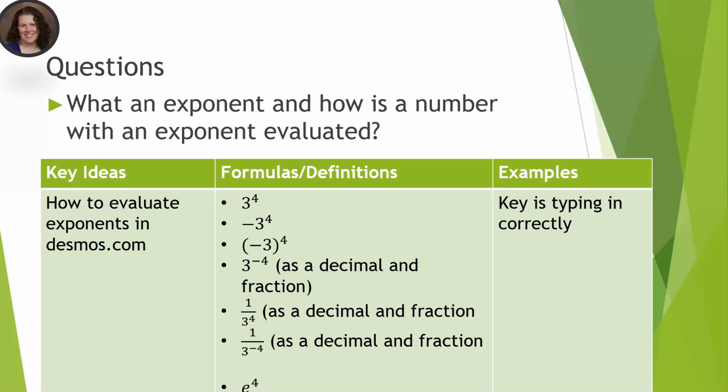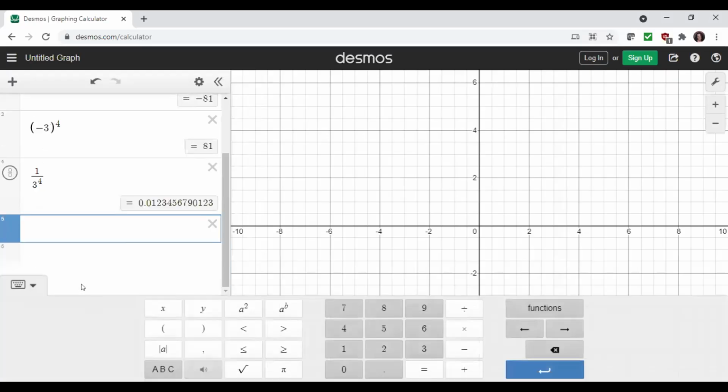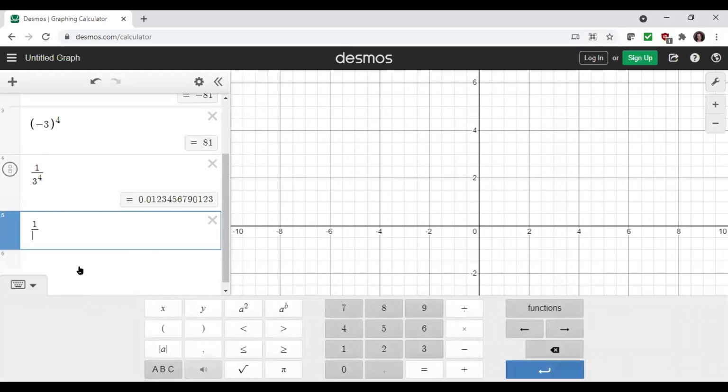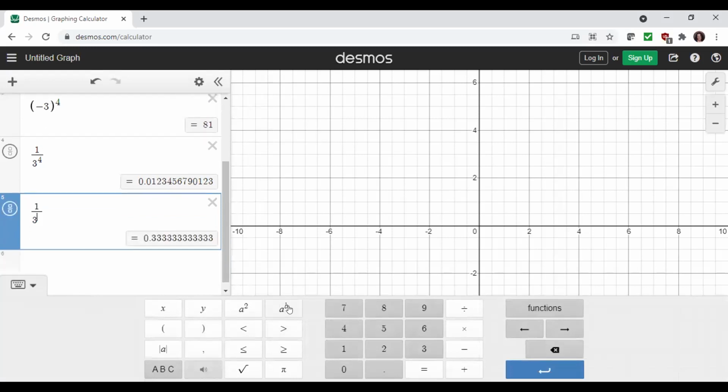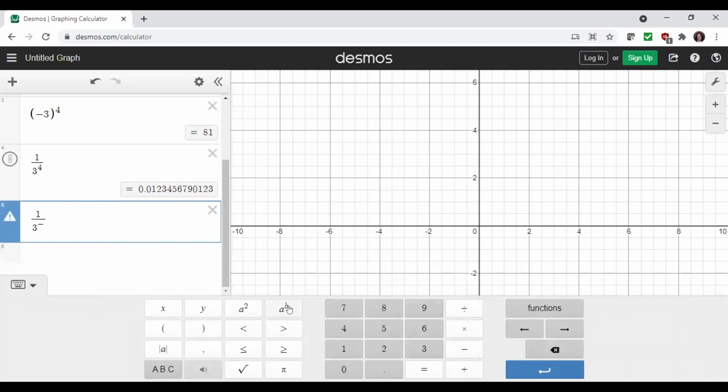Our next one is 1 over 3 to the negative 4th power. And we're going to type it in exactly that way. So you're going to do 1 backslash 3 raised to the negative 4. And for the negative, you can type in the minus sign, or you can just use the button to the right of the 0 on your keyboard.